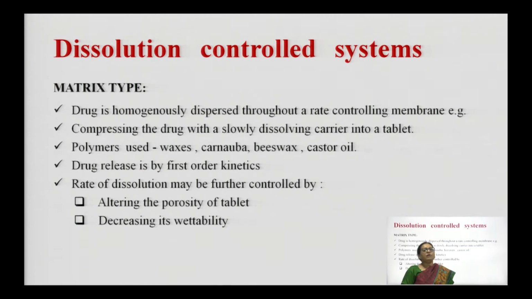Again, if the porosity is decreased, the interaction between water and the dissolving drug particles can be minimized. So, by altering the porosity, you can control the dissolution rate of the drug. Secondly, by decreasing the wettability of the matrix, again you can decrease the dissolution of the drug and its contact with the dissolution medium.